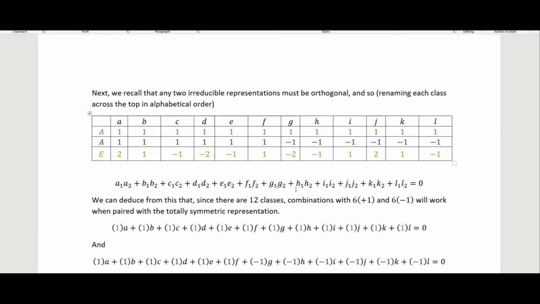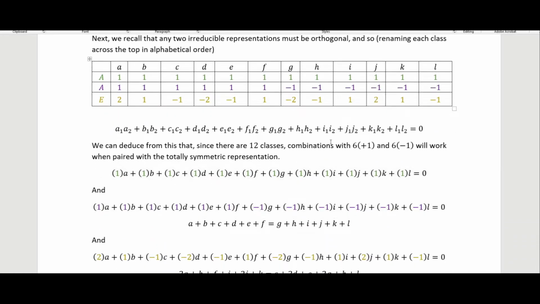The first thing we know is that we always have a totally symmetric representation, so we can put this one with all ones in first. And we know that the orthogonality means that if we take the sum of all the pointwise products here, it should be equal to 0. So we can deduce, since there are 12 classes, combinations with 6 plus and 6 minus will work when paired with the totally symmetric representation.